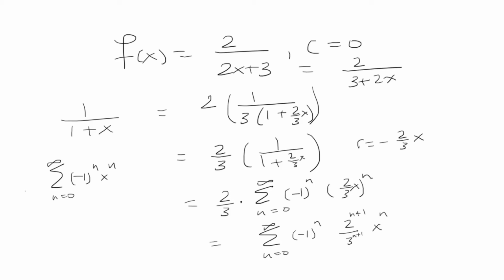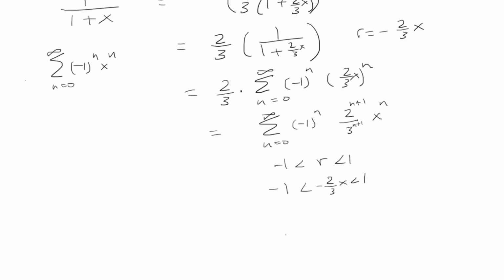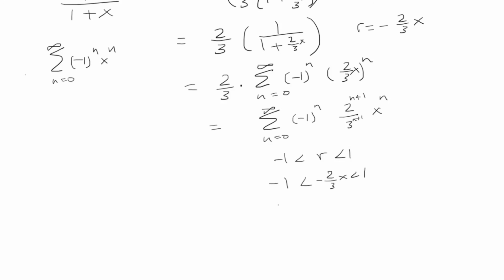Now we want to see the interval of convergence. Because this is a geometric series, we want to make sure that r is between 1 and negative 1. R we set as negative 2/3 x. So I'm going to divide both sides by negative 2/3. So that means multiplying by negative 3/2. And because we're dividing by a negative, we want to flip the inequality. So x has to be between negative 3/2 and 3/2 in order for the series to converge.